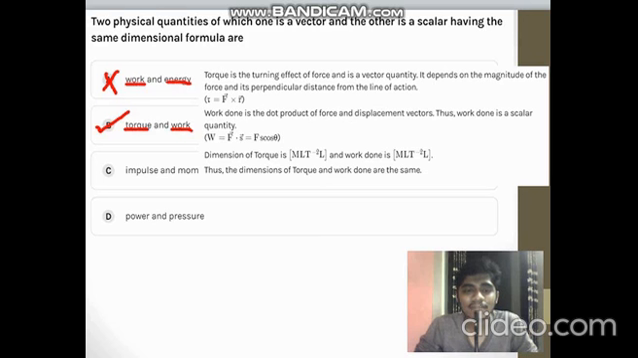And impulse and momentum, power and pressure. So we have got this, so let's go with it. Torque is a vector quantity. It's the turning effect of force, so it's a vector quantity. It depends on the magnitude of force and distance. Force into distance. Work also has the same formula, force into distance. So as they both possess the same relation between the physical quantities, their dimensional formula will also be the same. So M L squared T power minus 2, and the same for the other. So the dimensions are also the same. So this is the final answer.